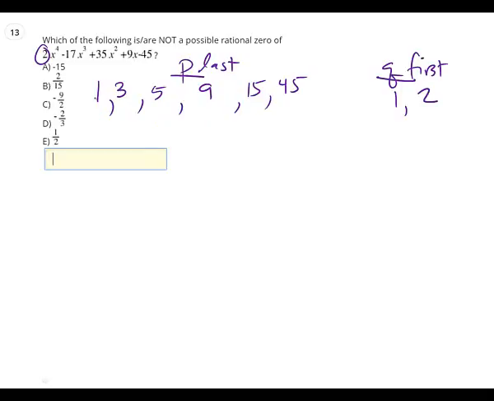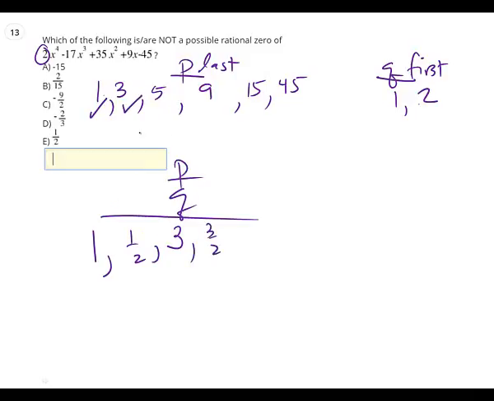All right, so first thing I'm going to do is go through and divide them all by, or I'm going to go 1 divided by 1. So this is my P divided by my Q. 1 divided by 1 is 1. 1 divided by 2 is 1 over 2. So I've taken care of 1. 3 divided by 1 is 3. 3 divided by 2 is 3 over 2. I've taken care of that. 5 divided by 1 is 5. 5 divided by 2 is 5 over 2. Taken care of 5. 9 divided by 1 is 9. 9 divided by 2 is 9 over 2. We've taken care of that. 15 divided by 1.